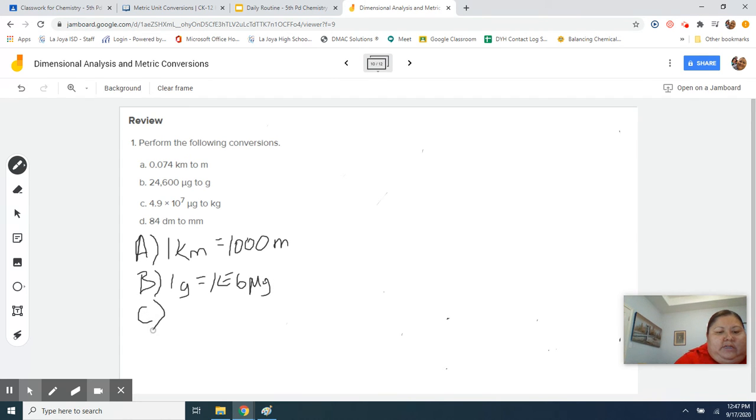For letter C, you're going to use the conversion from letter B, and you're going to need an extra one. Okay, you need to know that 1 kilogram is equal to 1,000 grams, okay? And then the last conversion that you need is that 1 decimeter is equal to 100 millimeters. Okay? So that's the given information that I'm going to give you.